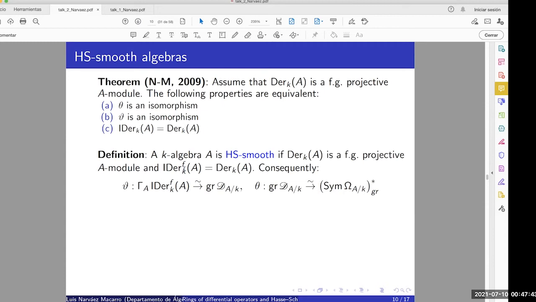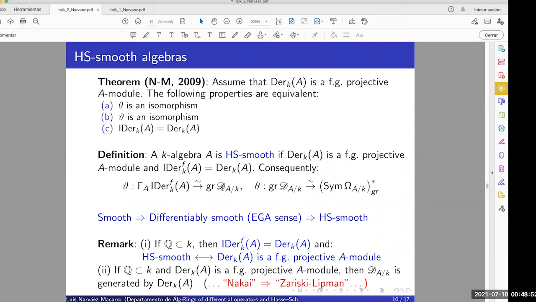So in that case, because of the preceding diagram, what we obtain is that the maps var theta and theta are isomorphisms. And so in particular, we obtain an answer to the question I mentioned before, that we have here this isomorphism, which is the general version of the map that we have between the symmetric algebra of derivations and the associated graded ring of differential operators in the case of a smooth algebra in characteristic zero. Let's say that smooth in the classical sense, or formally smooth if you want, implies differentially smooth in the Grothendieck sense, and this implies also Hasse-Schmidt smooth in the sense of the preceding definition.